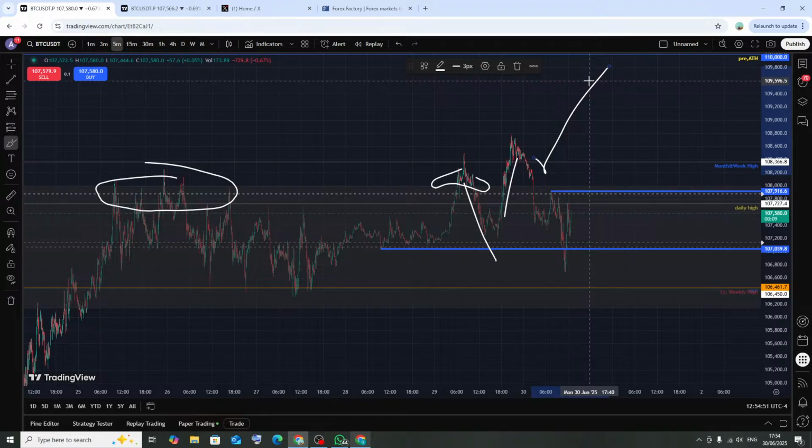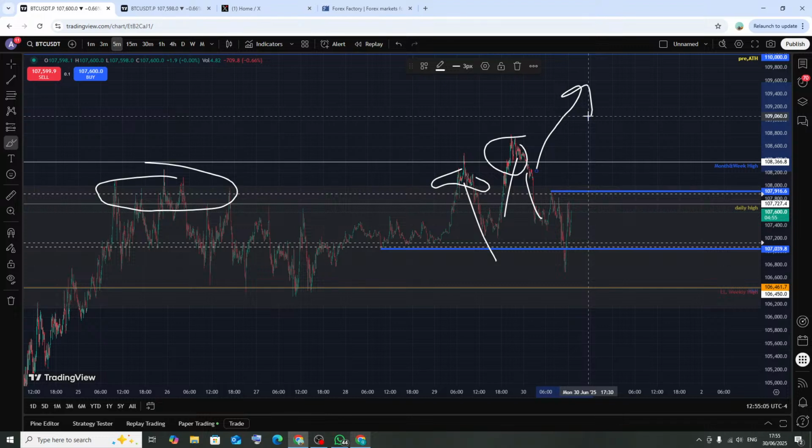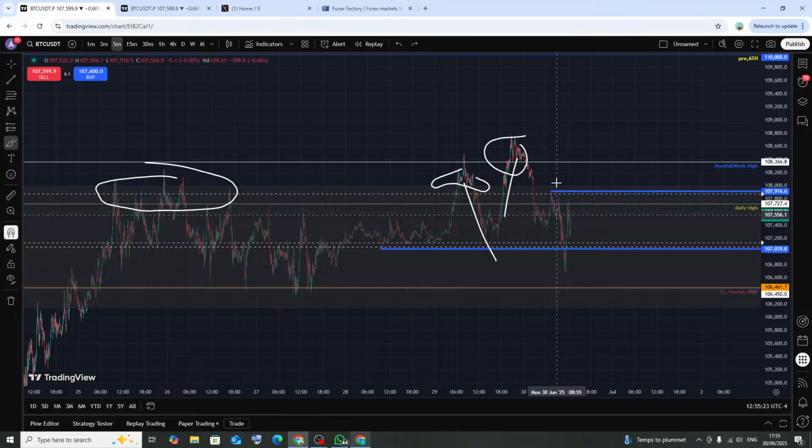Now we're still trading inside this daily fair value gap. Why did it not continue to be bearish from here? Why is it getting bounced from here? Who knows? I don't actually know which way the market could go from here, but we have to ask ourselves these kinds of questions every single time.